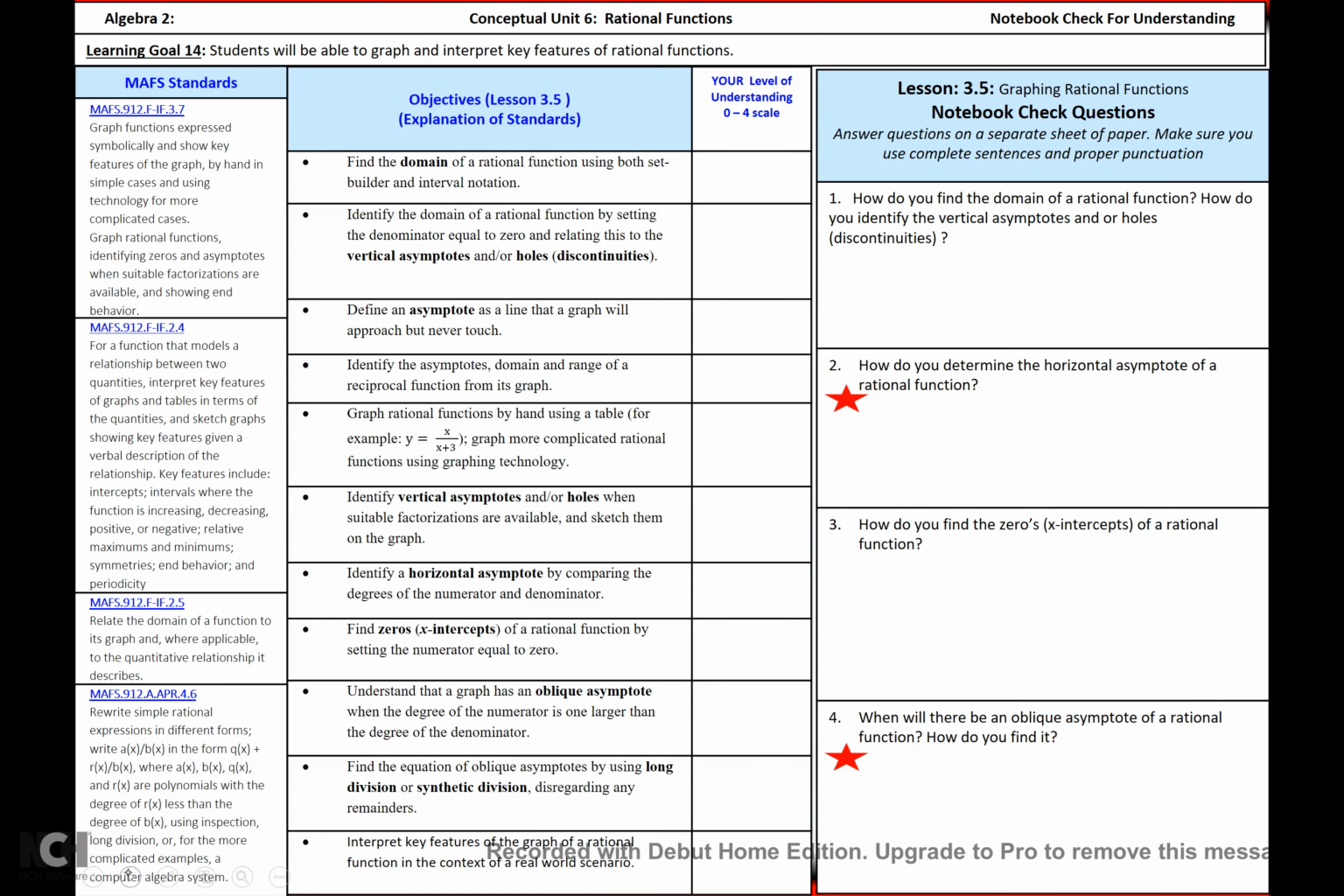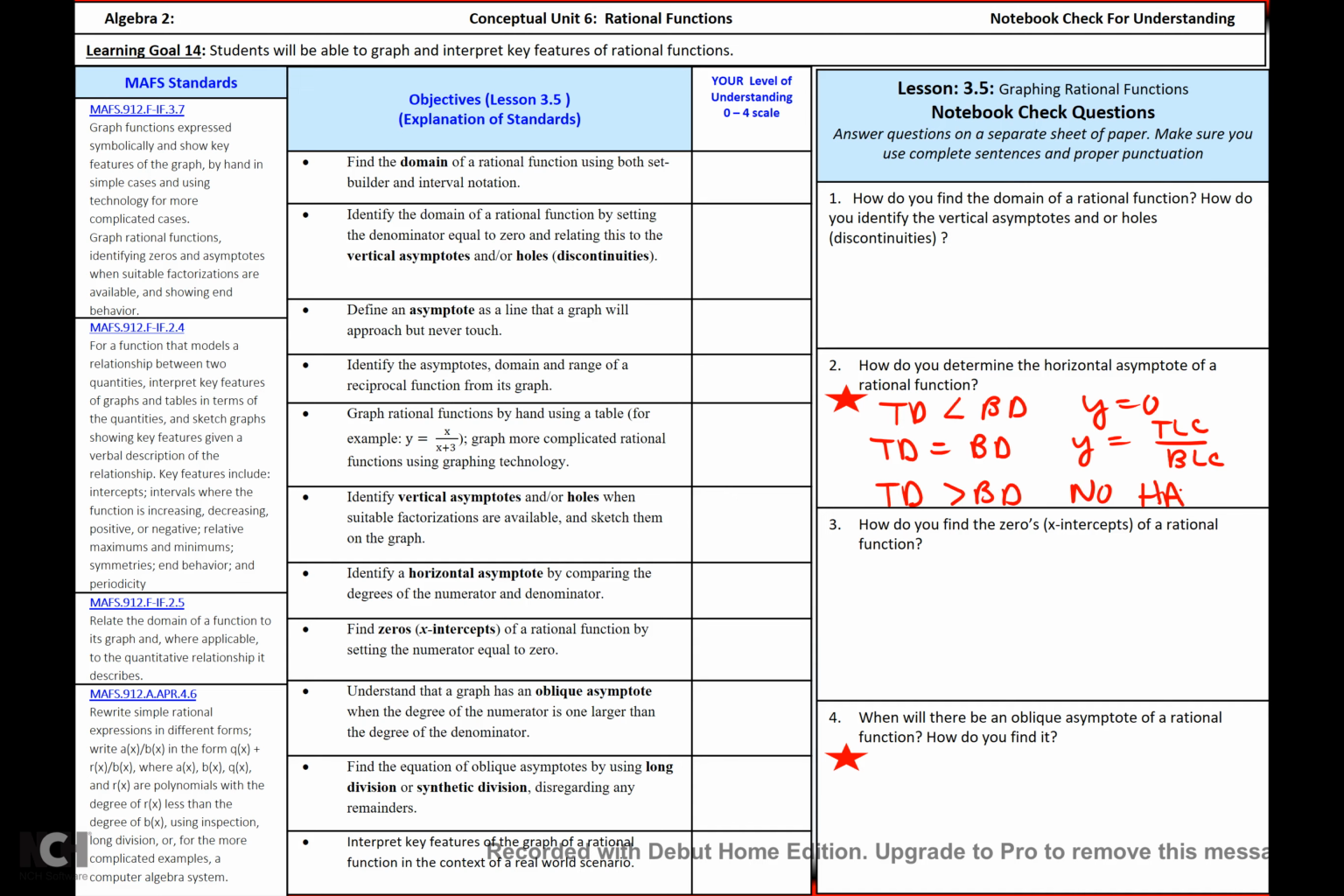Alright, so how do you determine the horizontal asymptote of a rational function? Well, if the top degree is smaller than the bottom degree, then y equals 0. If your top degree is equal to your bottom degree, then y equals TLC divided by BLC. And if your top degree is bigger than your bottom degree, then there is no horizontal asymptote.